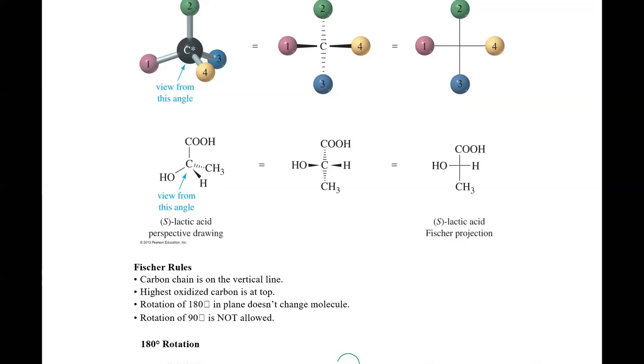What do we do? What do you do when they say draw a Fischer projection of a lactic acid? We have to go through a process of permutation. Permutation is simply trying to put the highest oxidized carbon at the top of the molecule. So permutation, we're trying to stabilize a molecule, because the molecule is not stable.